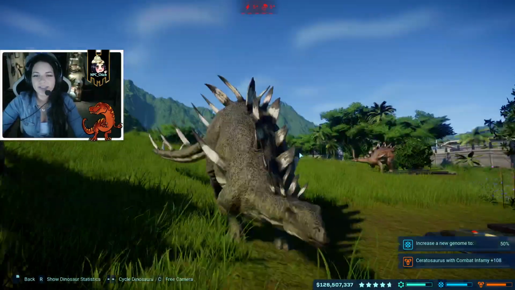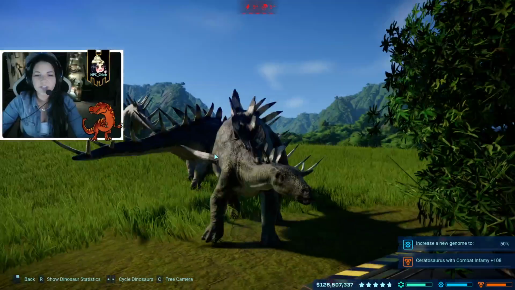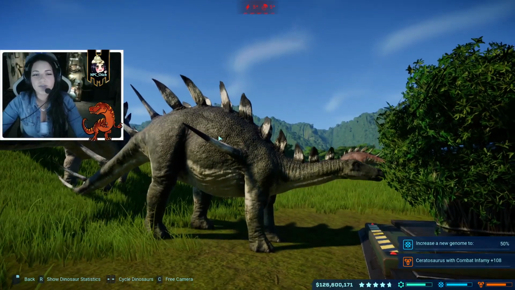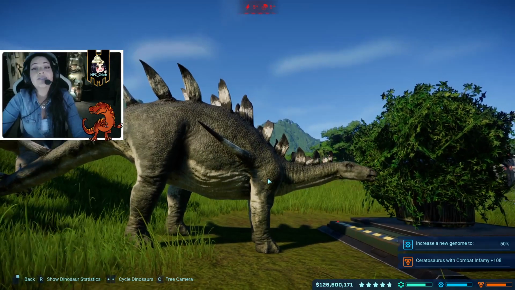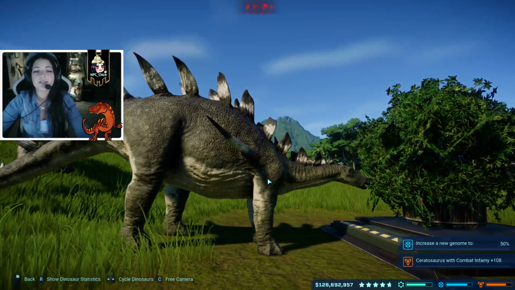Now, if we look at the spikes on its side, scientists still don't know if these spikes were actually right here on the elbow or shoulder of the Kentrosaurus, or if they were on its back leg. We still don't know that. We actually still, to this day, don't have a full skeleton of a Kentrosaurus.